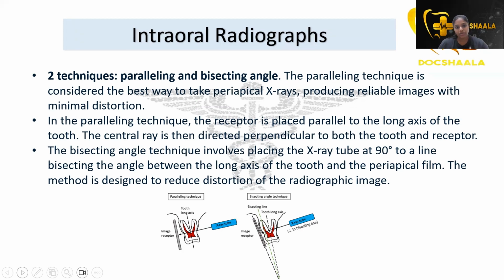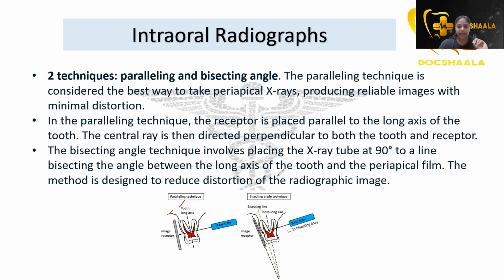Then coming to the techniques by which we can take the intraoral radiographs. Two techniques that we use are the paralleling technique and the bisecting angle technique. The most common technique that we use in our routine radiography is the paralleling technique. This is because the paralleling technique helps in reducing the distortion of the images. It will provide us reliable images for diagnosis. In the paralleling technique, we keep the receptor parallel to the long axis of the tooth, as you can see in this image.